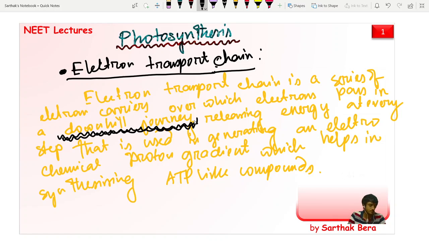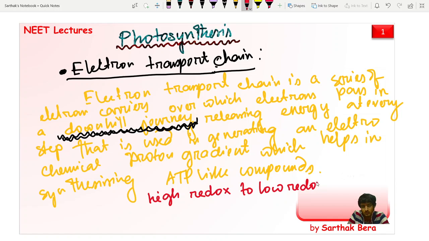Okay, the important statement I am noting down: the electron transport chain always functions from high redox potential to low redox potential. This is an important statement.